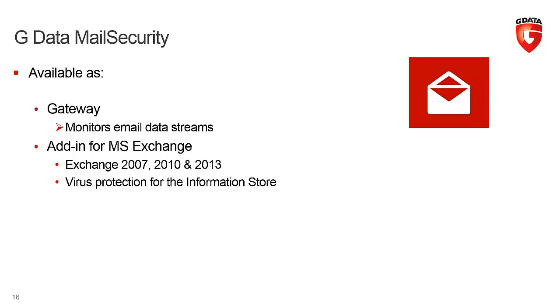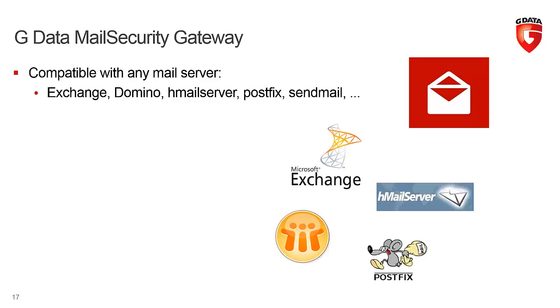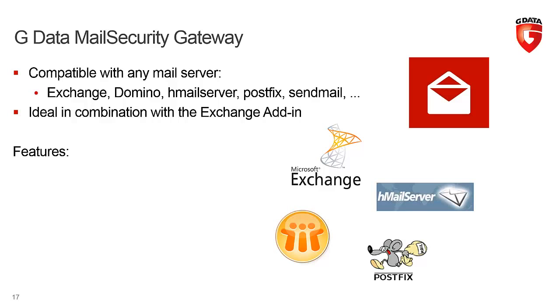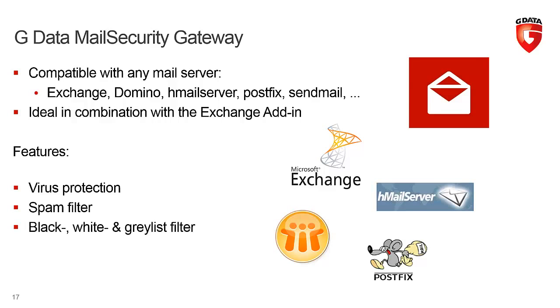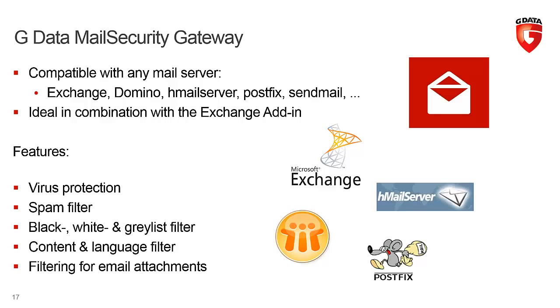The gateway solution can be combined with any mail server, provided the mail security gateway itself runs on a Windows machine. It can be combined with Exchange, but also with Lotus Domino, H-Mail Server, or any other mail server system, including Linux or Unix mail servers. When in an Exchange environment, a combination of the gateway solution and the add-in is the ideal combination. With the gateway, you have all of the following features: virus protection, a powerful spam filter, black and white listing, a grey list filter, self-learning content filter, language recognition, and filtering for attachments.